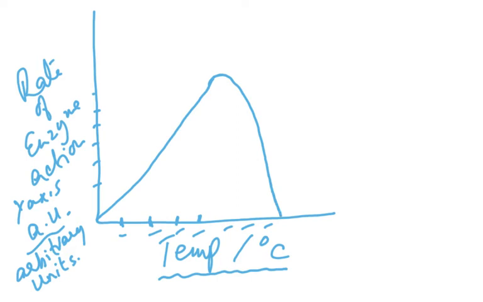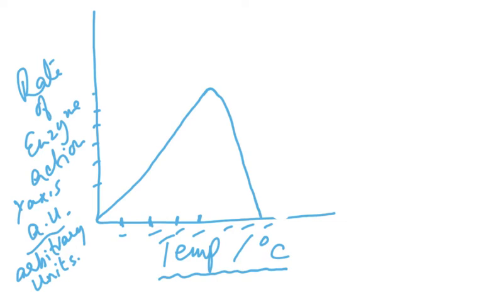So initially, if he got a graph like this, and he assumes that it is a linear correlation, that as the temperature increases, the rate also increases, but then he has made a mistake. He's taken temperatures which are much below the optimum. He needs to take more temperatures, and then he sees he gets a graph like this.